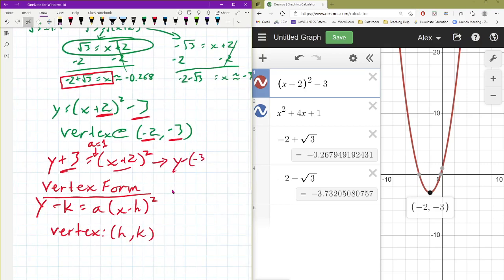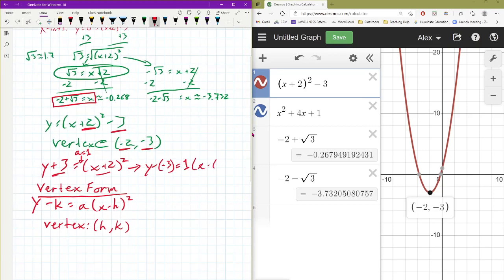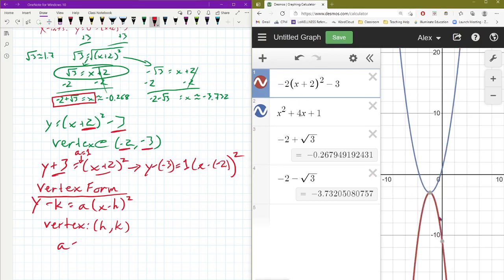So again, this one can be written as y minus negative 3 times 1, x minus negative 2. And so that's why the vertex is at negative 2, negative 3. Okay? And also, a tells you the orientation of the parabola. So check this out. If I changed from 1 to negative 1, or let's make it negative 2, notice that it goes downward now. Okay? So a tells us the orientation, just like it always does.